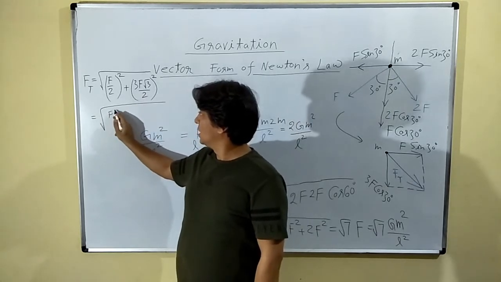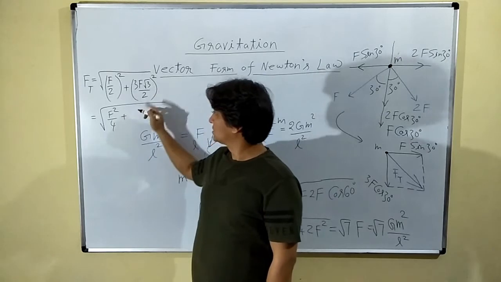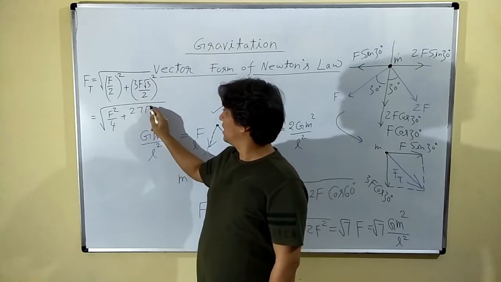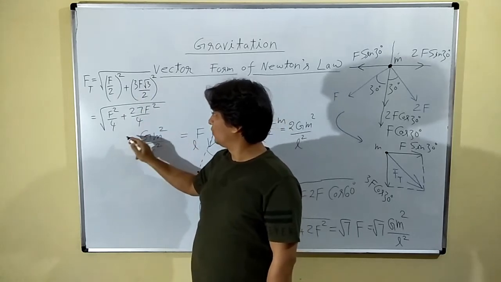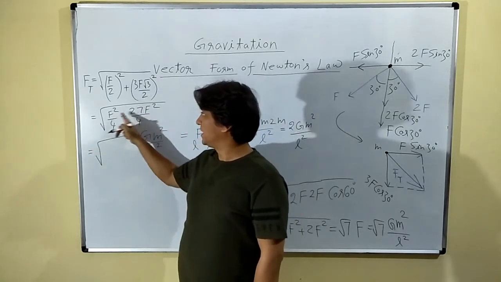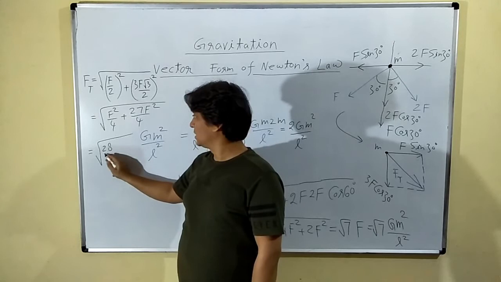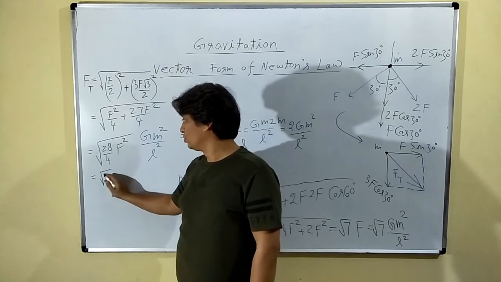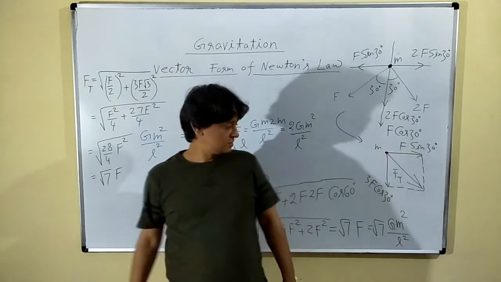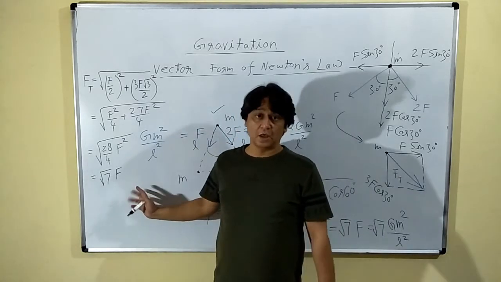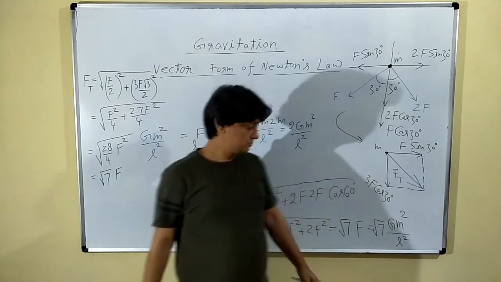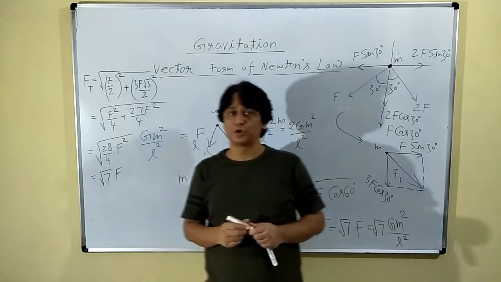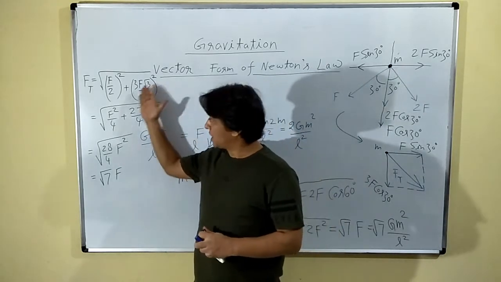This is coming what? Root over F square upon 4 plus this is what? 9 into 3, 27. 27 F square upon 4, which is what? 27, 28 divided by 4 F square or root 7F. Same answer, root 7F. अगर केवल मैग्नीट्यूड पूछा होता, दिस इज द बेटर वर्जन. लेकिन अगर एफ टोटल वेक्टर फॉर्म में पूछा हुआ है तब हमें यहां आना पड़ता.